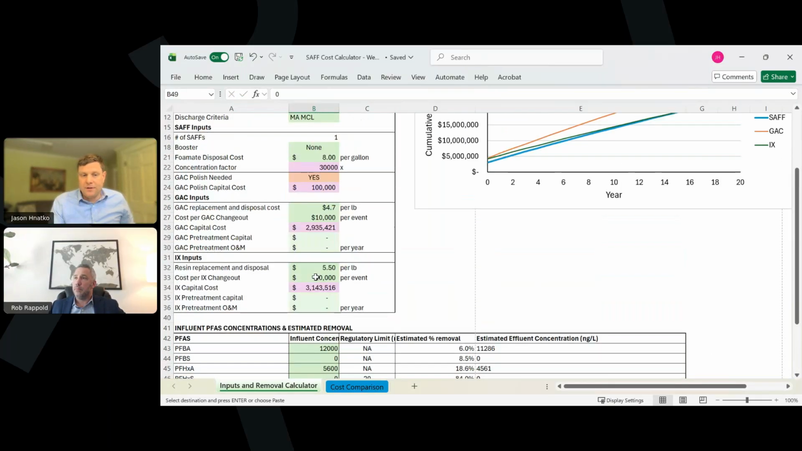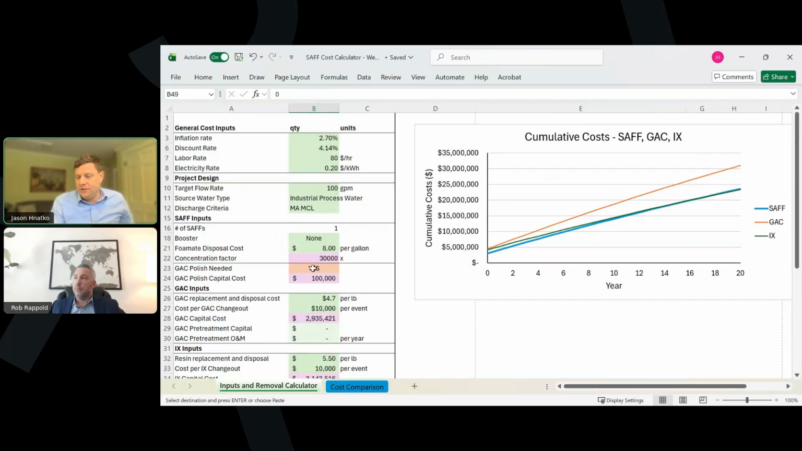And when we come up here to the top, we can see we do need our carbon polish because those are some pretty low discharge limits. And our lines are kind of all overlapping. So in this case, I wouldn't necessarily say foam fractionation is going to save you a lot of money because it really depends. The lines are all about the same slope. So it depends on where you start.